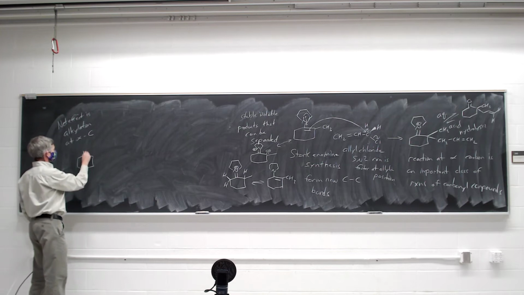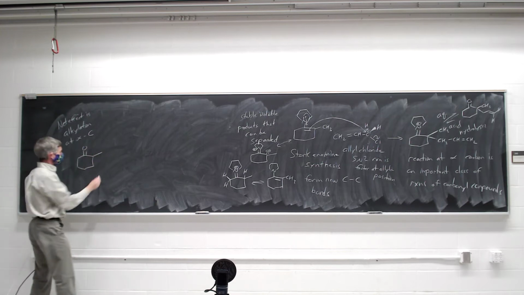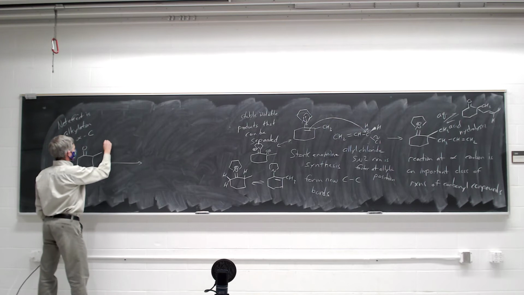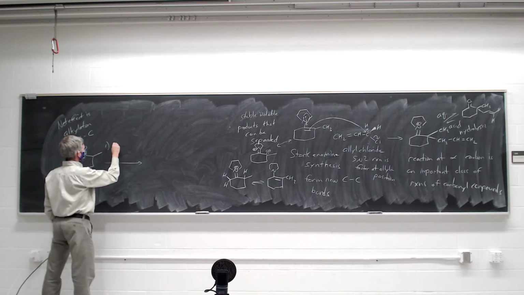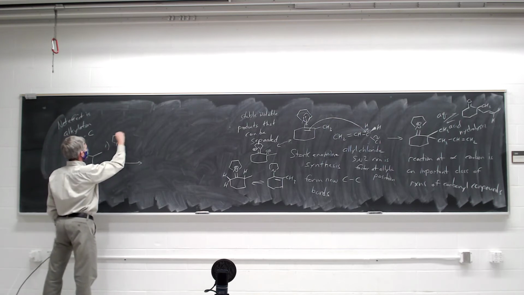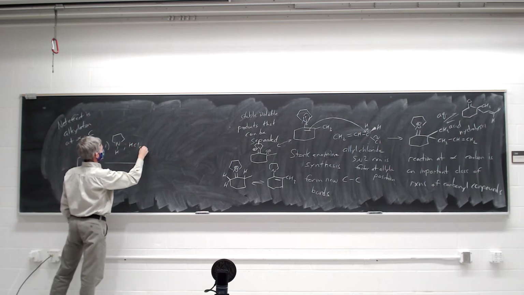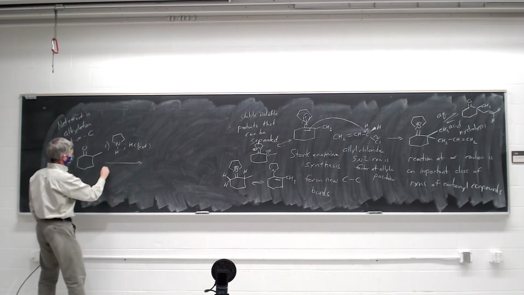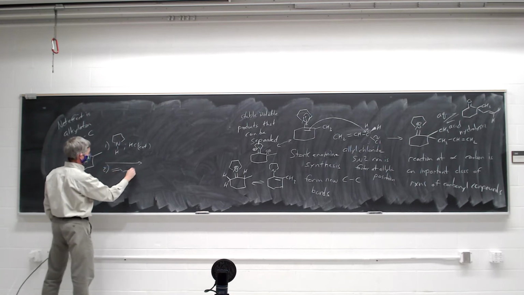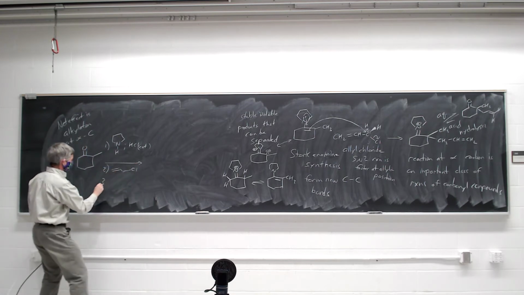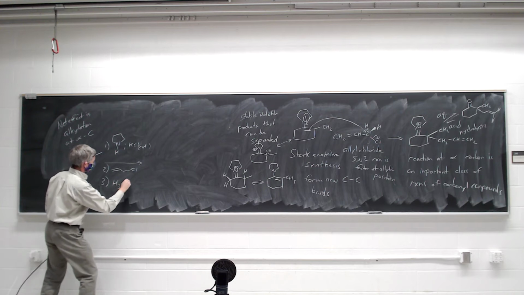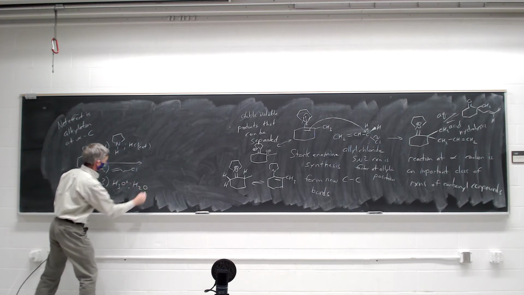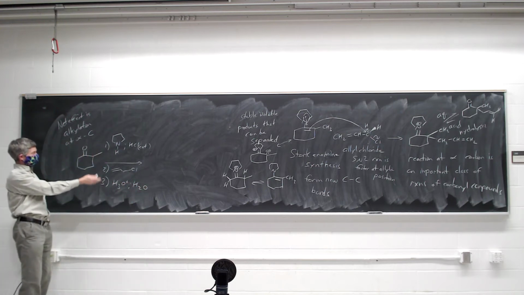And if you wanted to draw it out as a synthesis, step one would be to treat it with pyrrolidine and HCl catalyst. Step two would then be to add that allyl chloride. And step three would be to do the acid hydrolysis.